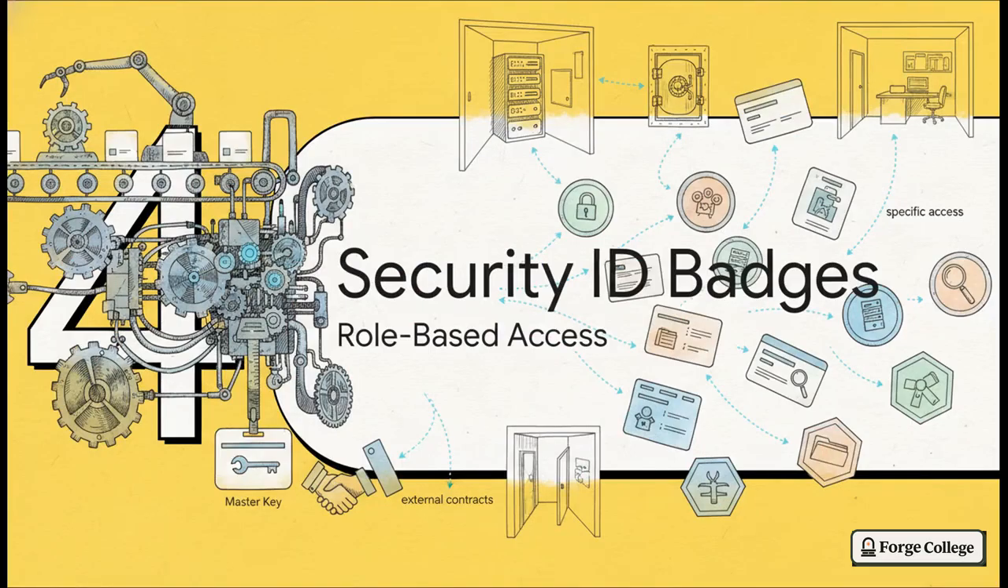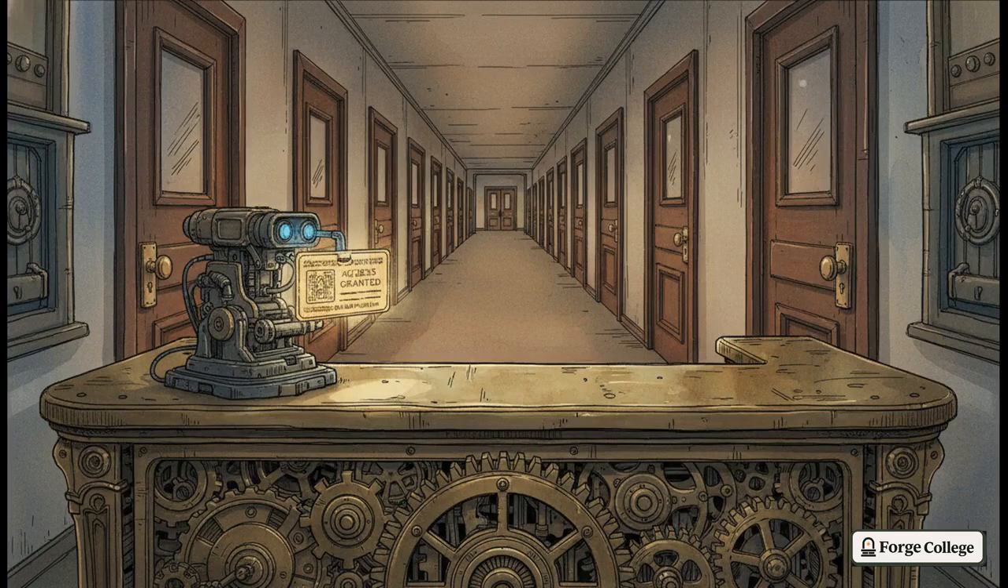Next on the line, Section 4, minting security ID badges. Okay, so obviously not everyone needs that master key we just built. Some users or even external contracts just need access to specific rooms. So here's exactly how we construct that delegated access.